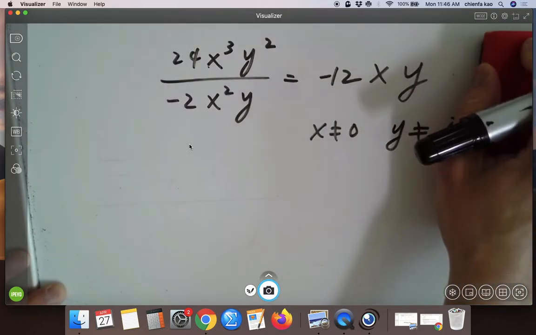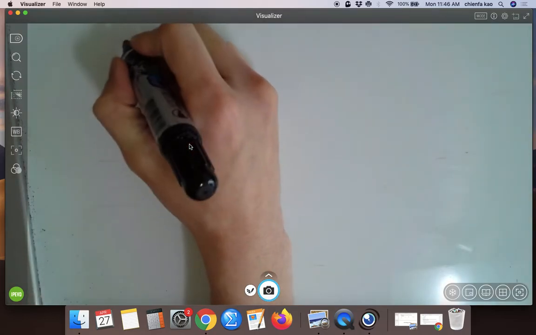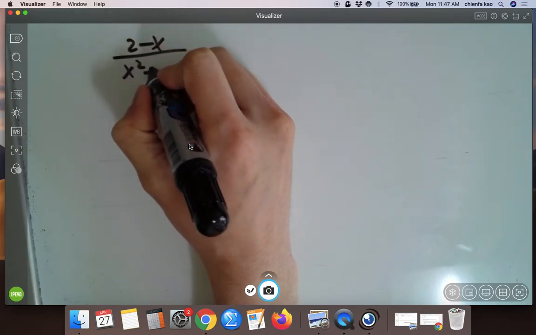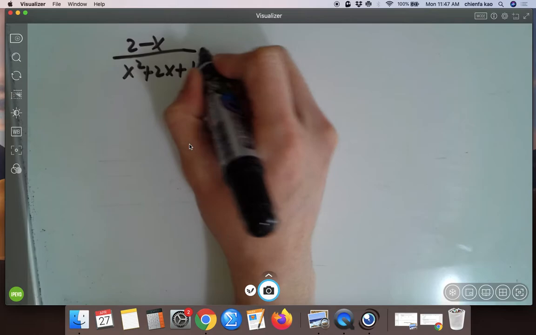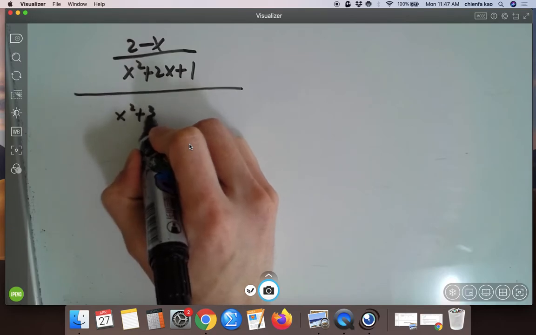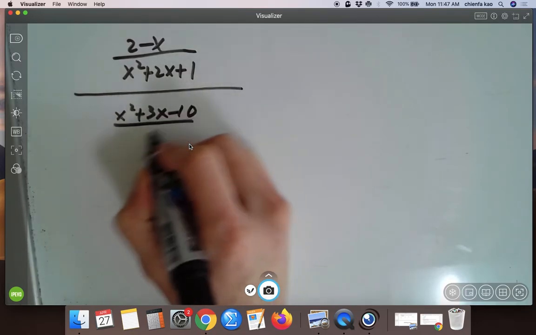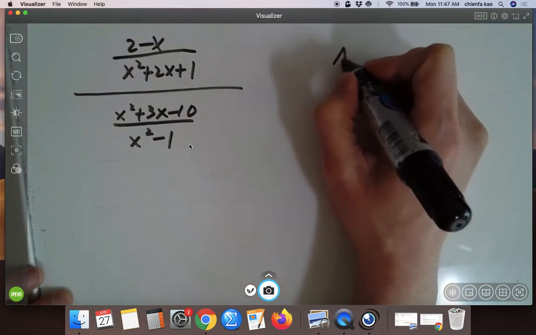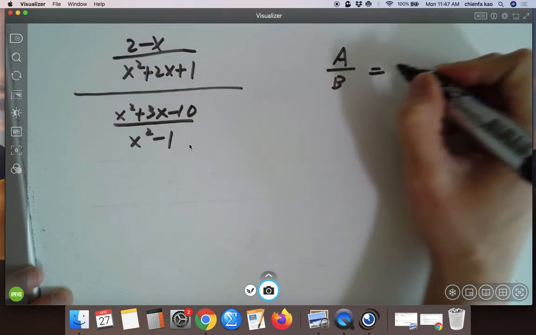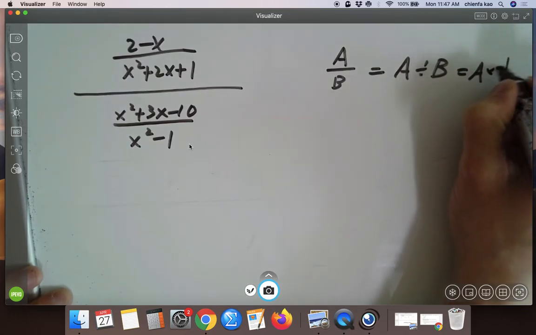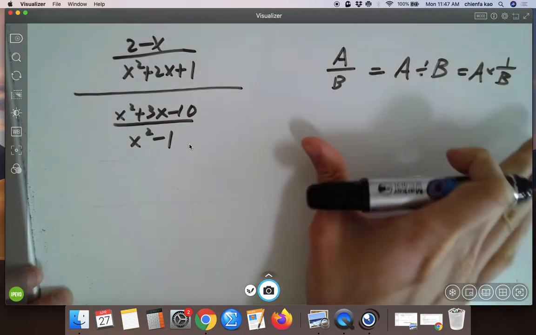Number 3. This one is a little bit more complex in terms of what can be 0, what cannot be 0. So let's take a look. Let's do 2 minus x over x squared plus 2x plus 1, divided by x squared plus 3x minus 10, and then minus 1. All right, this one might look a little weird, but it's really easy. It's a divided by b. What is a divided by b? It's a times 1 over b. That's true for everything.